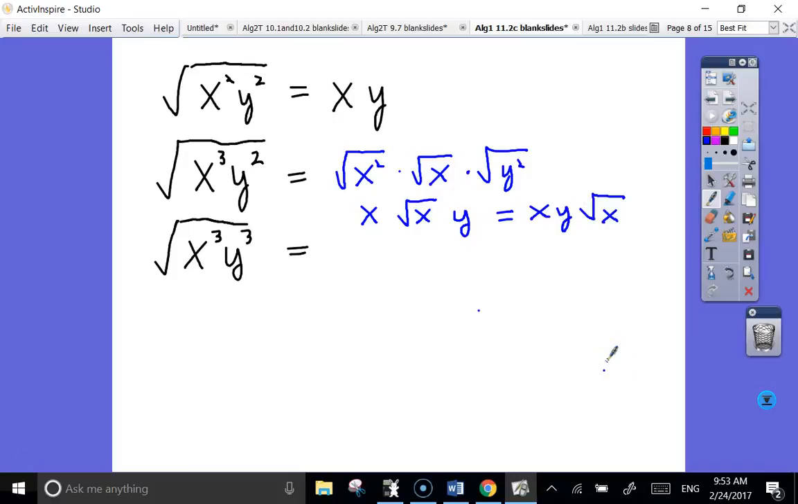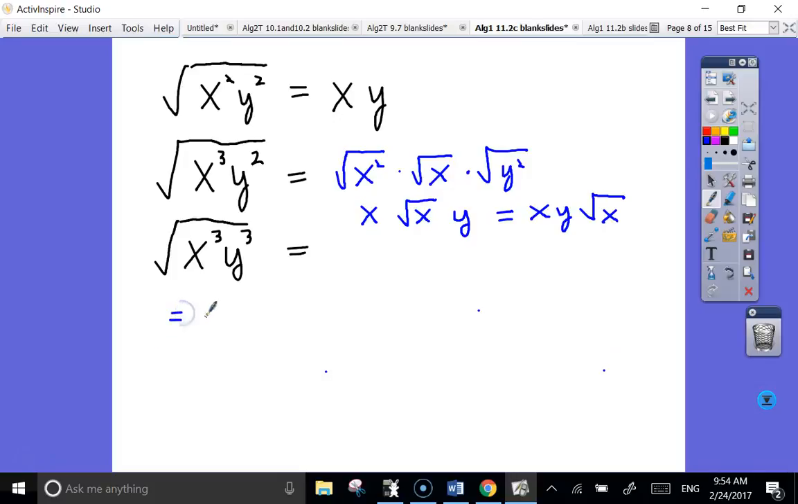Right? What's this one going to look like now? If it's x to the third, y to the third. Just like we did with the x, it's going to be x times the square root of x. And what is the y going to be now? Y times the square root of y, right? So we've got to split up both the x's and the y's so that we can simplify something. Right? So I'll write it down here.